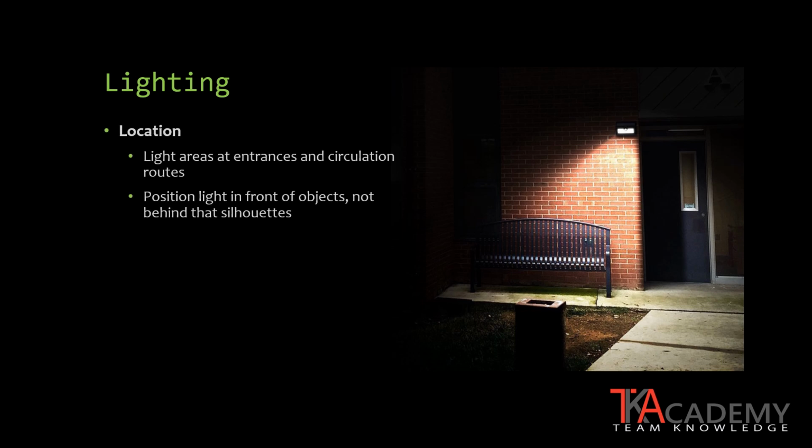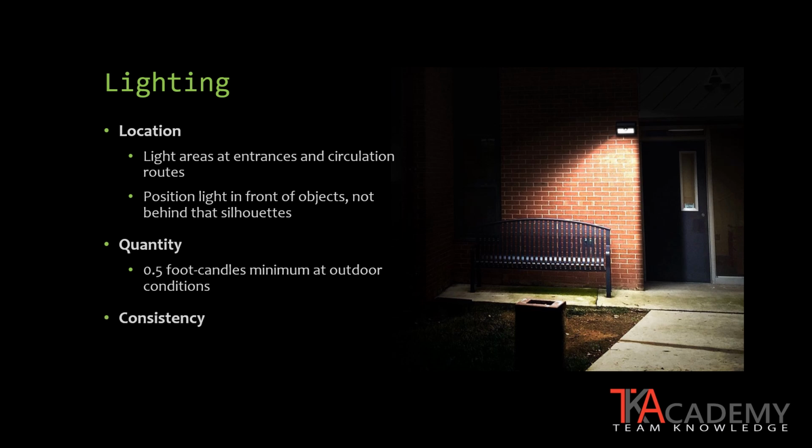Lighting should always be placed at areas of entrances and circulation routes. The position of lights should be in front of the object, never behind it. Placing a light behind an object will create silhouettes and will be difficult to observe. The amount of light is also important. A common recommendation is 0.5 foot candles minimum at outdoor locations.